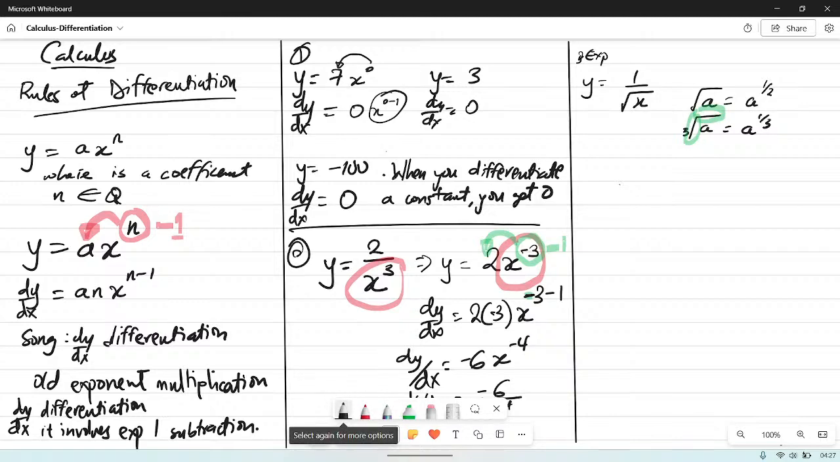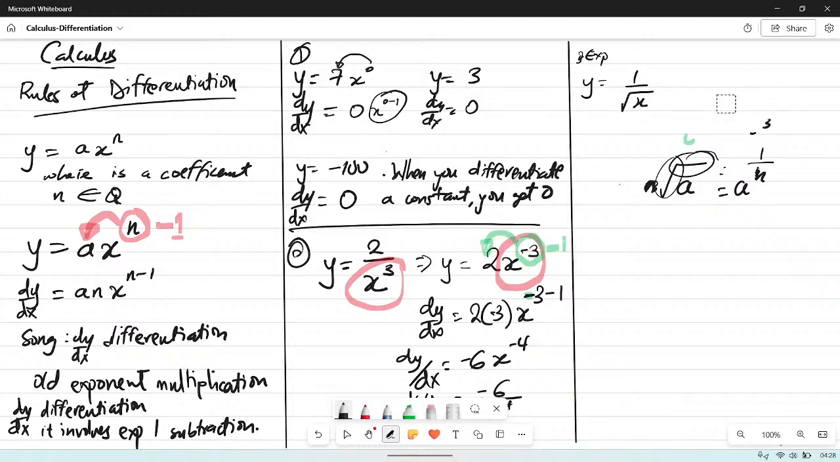So the 1 goes here, a will come. This one becomes your over. And if it is 2, you don't write anything. But if it's 3 or 4, you write it. So if it is n, any number over here, it becomes a raised to the power 1 over the number. Are you okay?